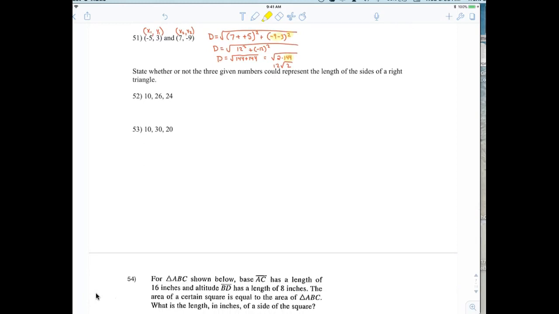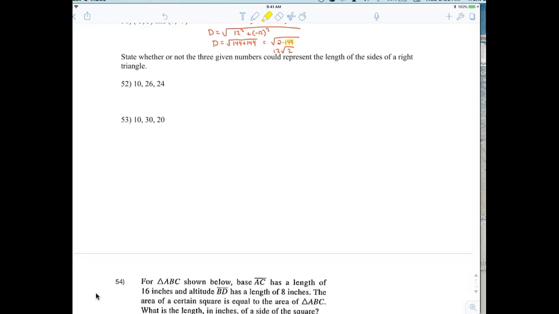State whether or not the three given numbers could represent the length of the side of a right triangle. All right? Now, remember that C is always the largest. So 30 is C. So here we go. 10 squared plus 20 squared, does that equal 30 squared? 100 plus 400, does that equal 900? No. All right, no, that is not the sides of a right triangle. Exactly right.